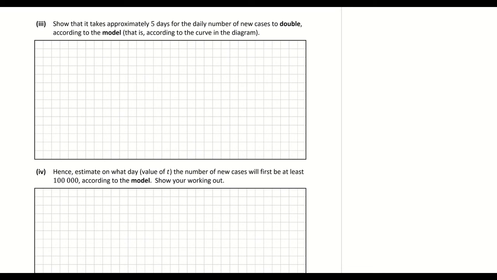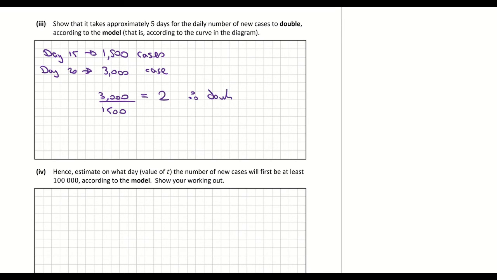So let's say on day 15, we have 1,500 cases. Reading off the graph there on day 20, it looks as though it's slightly above the 3,000. So ever so slightly above the 3,000 cases. So it wants us to prove that it's doubling. Well, you can see here that it is doubling, because if you take the 3,000 cases, divide that by the 1,500 cases. Now this isn't exact, I'm reading from a diagram here. That is twice the size, so therefore it is double. Again, you can pick any days. I just picked day 15 and 20.